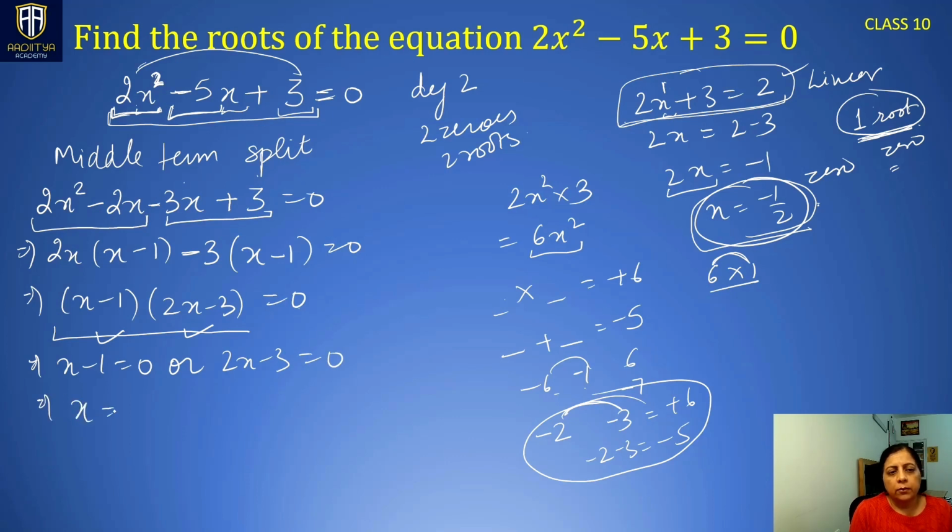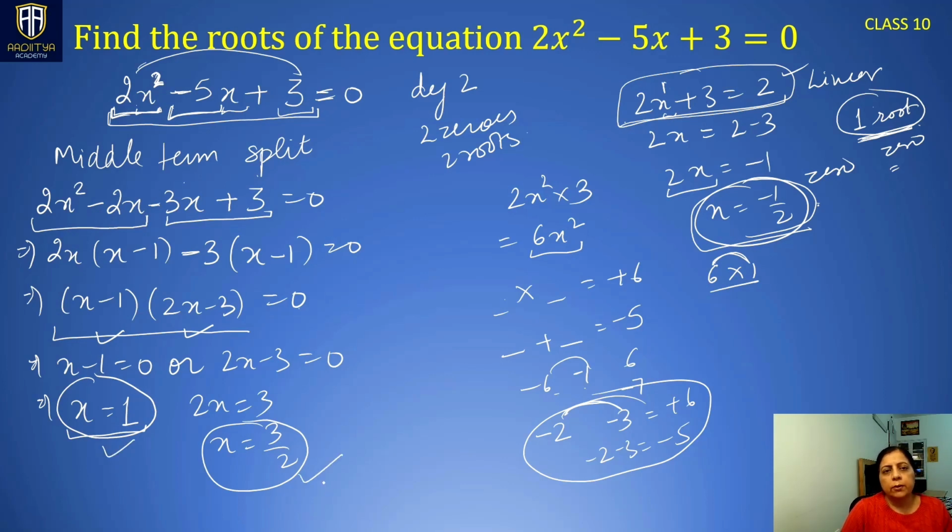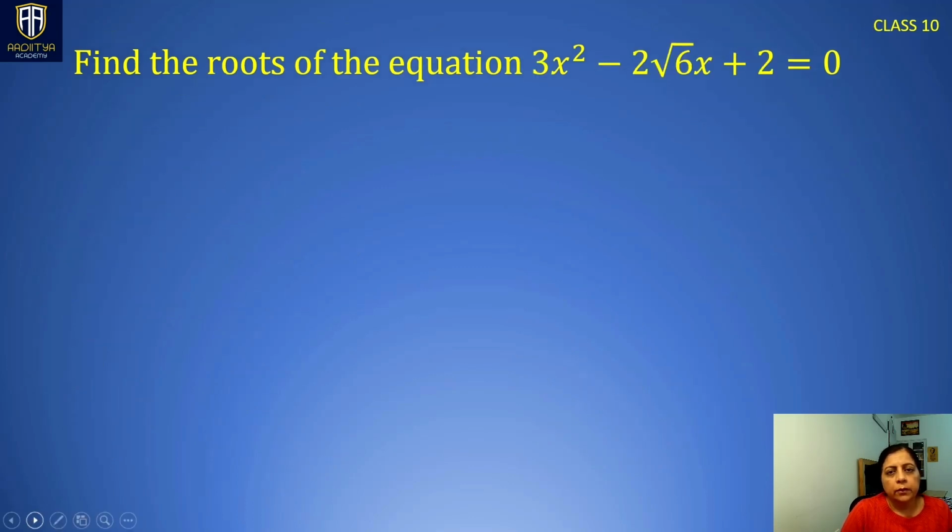So the value becomes x is equal to 1, or in this case 2x is equal to 3 and x becomes 3 by 2. So these are the two zeros. Since the degree of this equation is 2, we have got two zeros or two roots of this equation, right? Next we have to find the roots of this equation.